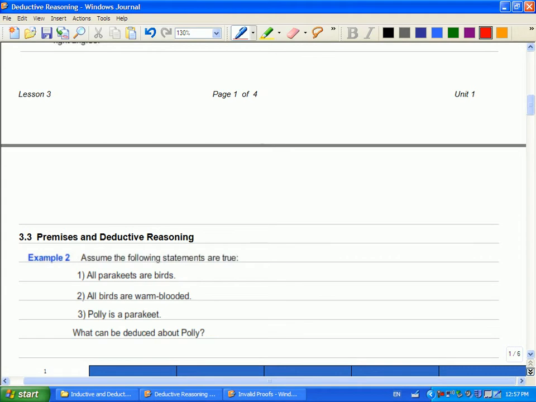Okay, so I'm going to show you another strategy for reasoning. This will be just to use a diagram. So assume the following statements are true. All parakeets are birds. All birds are warm-blooded. Polly is a parakeet. What can you deduce about Polly? She's a warm-blooded bird. A warm-blooded parakeet bird.